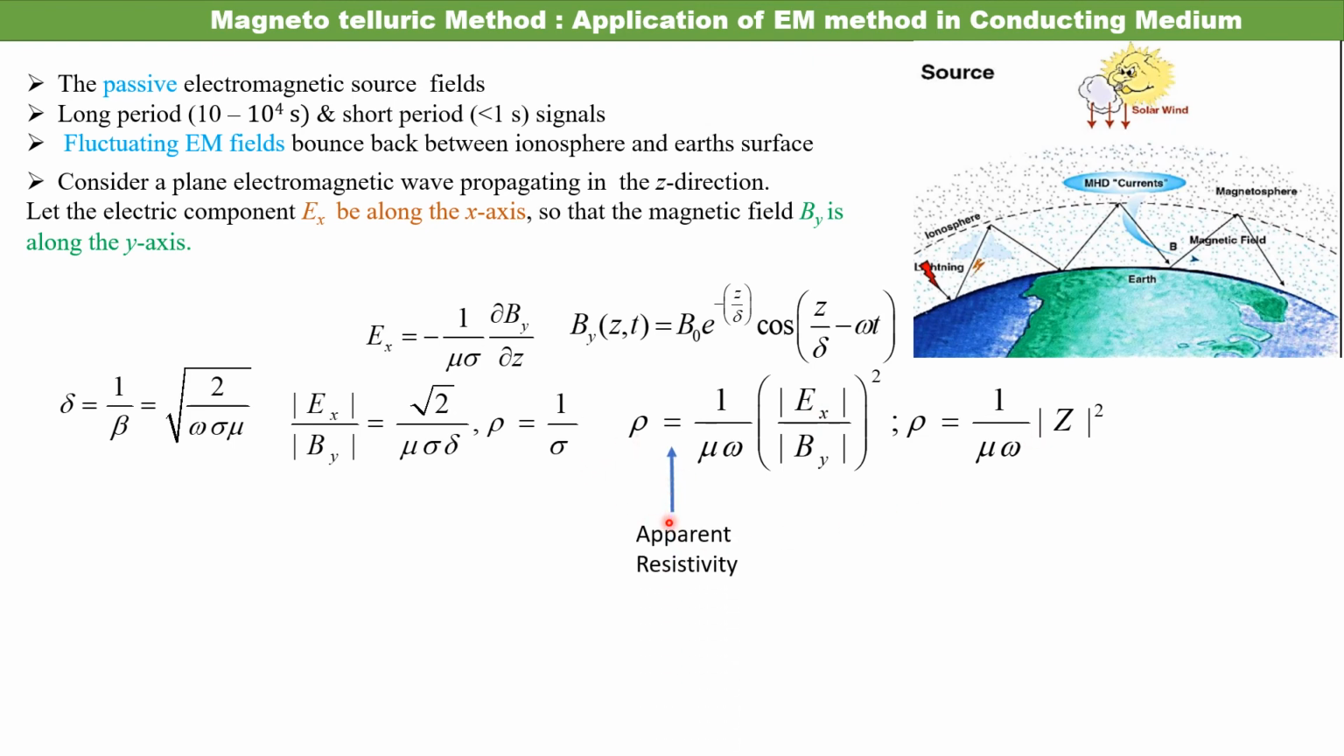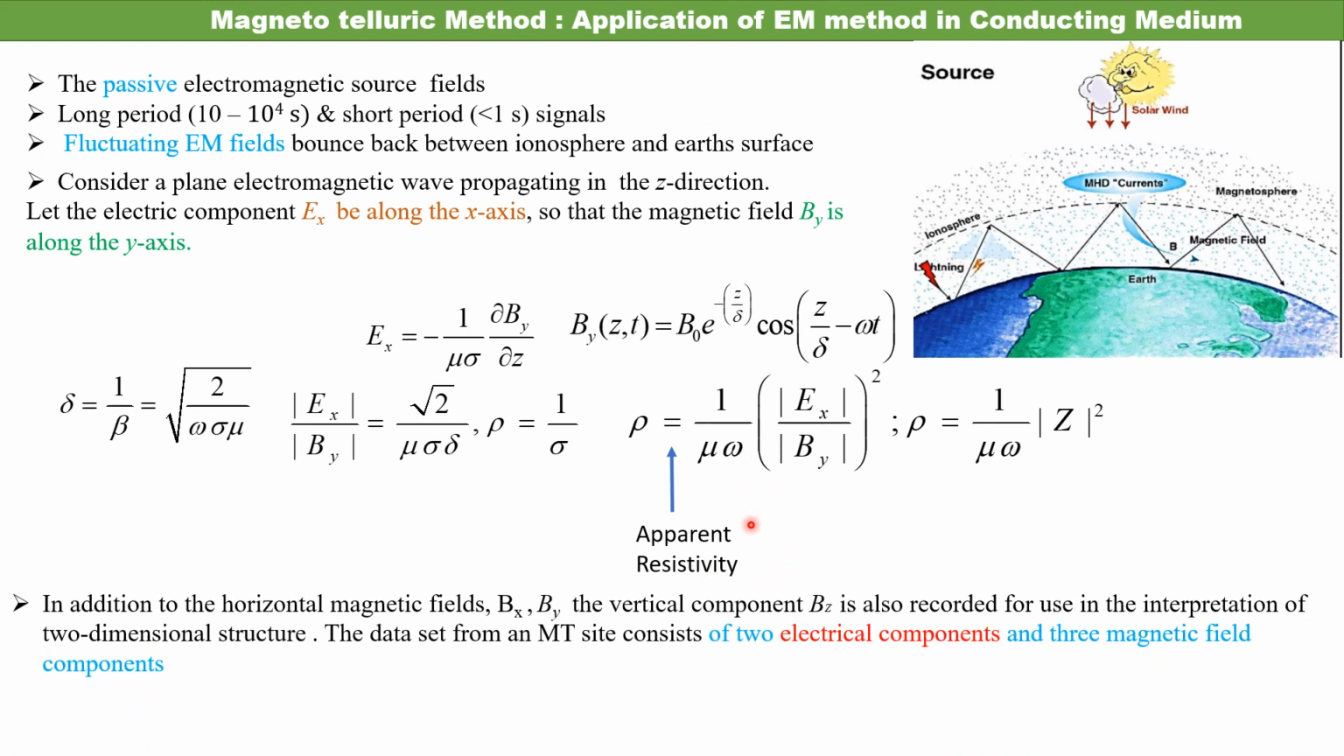Now this rho is the apparent resistivity. Very shortly I can say apparent resistivity is different from true resistivity. Apparent resistivity means resistivity obtained using different current and voltage source methods, not the true resistivity of the material. So in that sense, for the half space earth, the apparent resistivity is equal to the true resistivity.